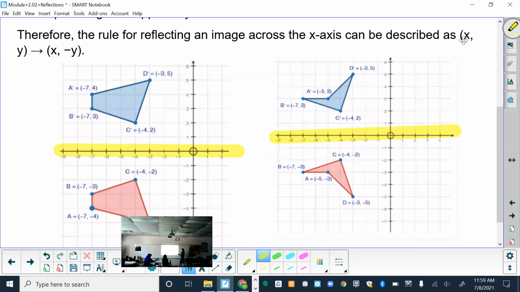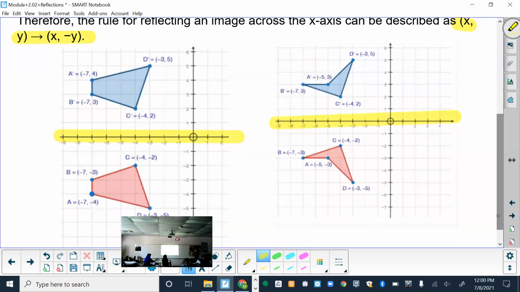So here's that rule again. I just wrote it up towards the top so you can find it easier on your quiz. But that works for all the points. The x values stay the same for all of them. For the y values, you just switch the sign. Questions about that? All right, moving right along then.